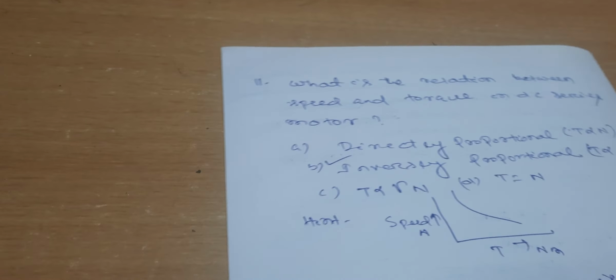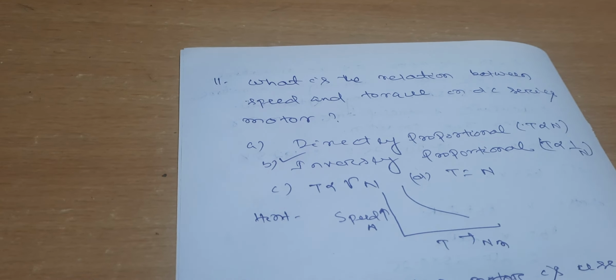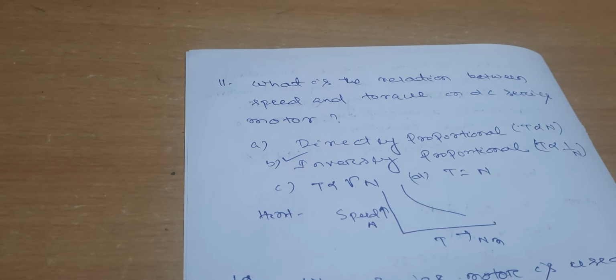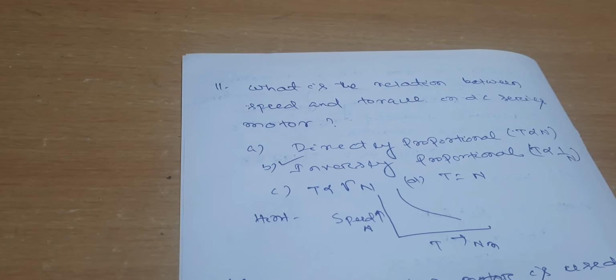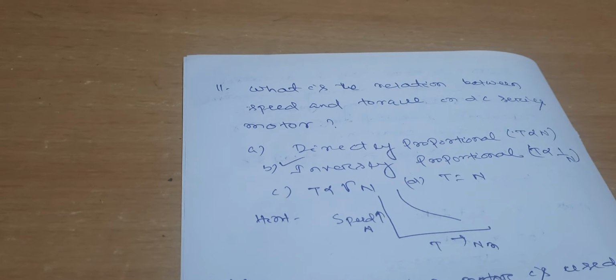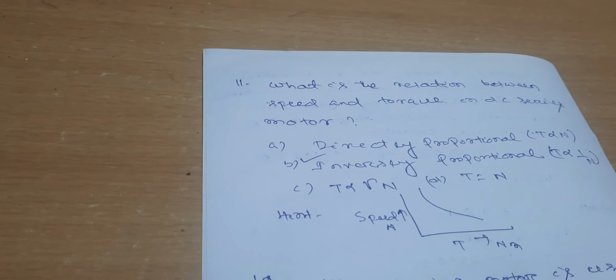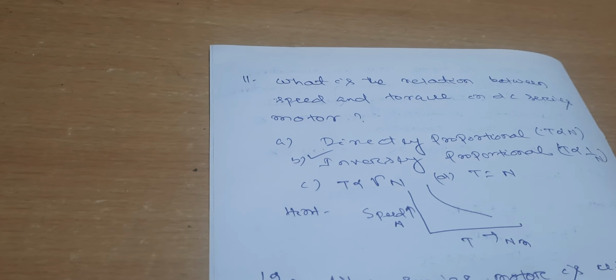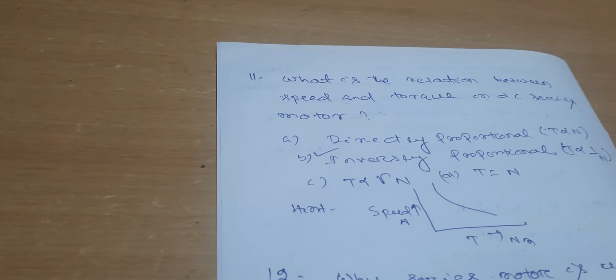Same question is also asked in similar type. What is the relation between speed and torque in case of DC series motor? Directly proportional, inversely proportional, torque proportional to square root of speed, D, T equal to N. From the characteristic, if you draw the characteristic between speed and torque, the speed and torque are inversely proportional. When the speed is more, torque is less. When torque is more, speed is less. Okay.